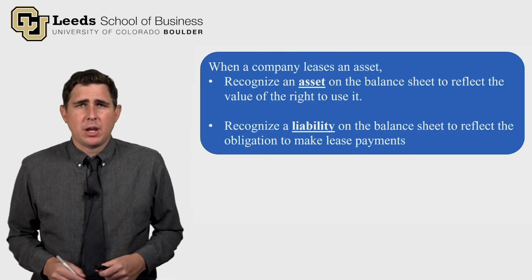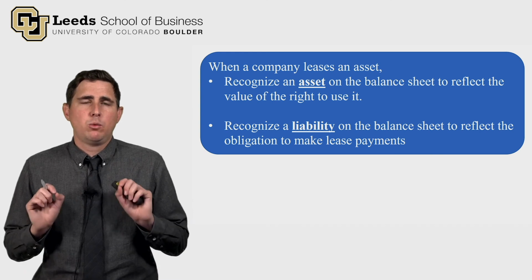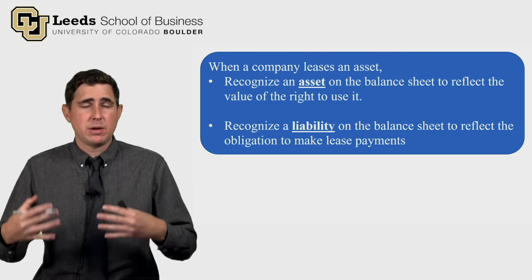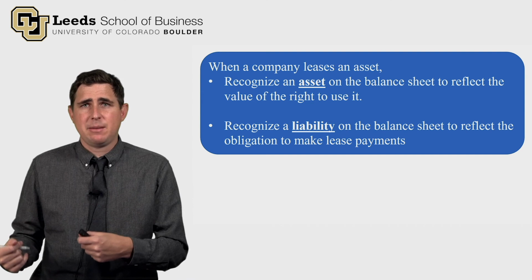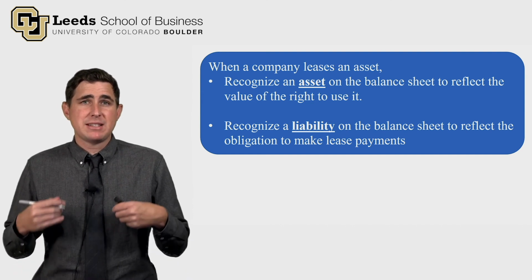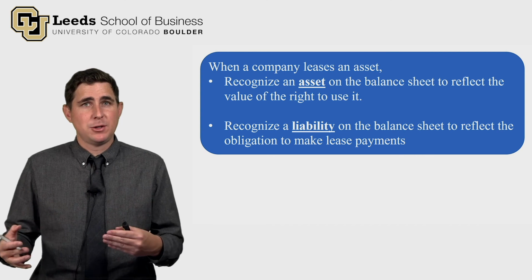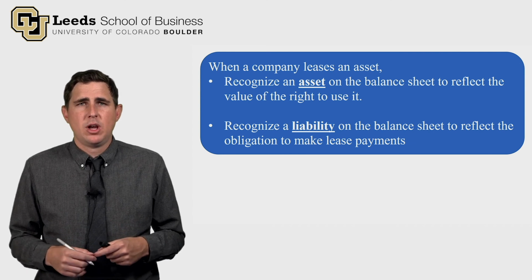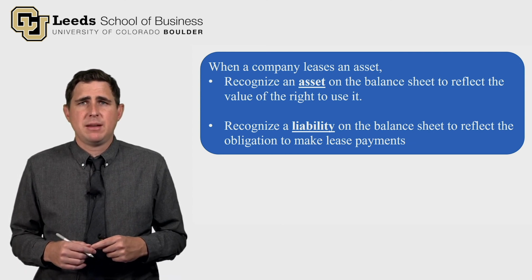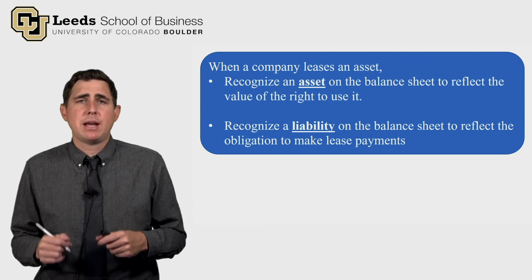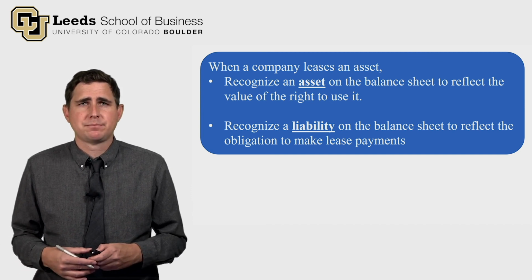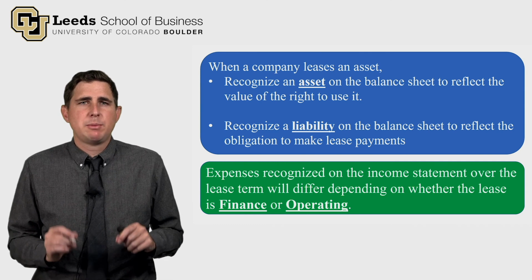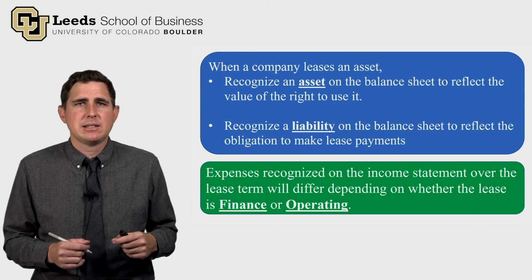So just to recap, when a company leases an asset, we as accountants assume that that asset is now a right to use, it has value, it comes onto our balance sheet. So we'll recognize the asset on the balance sheet. What does the asset represent? It represents the value to the company because the company has the right to use that asset. So it's an asset. We also recognize a liability when we start the lease. What does the liability on the balance sheet represent? Well, it reflects the obligation to make future lease payments. That's an obligation of the company. Now, expenses are recognized on the income statement over the lease term, but those expenses will differ depending on whether the lease is a finance lease or an operating lease.